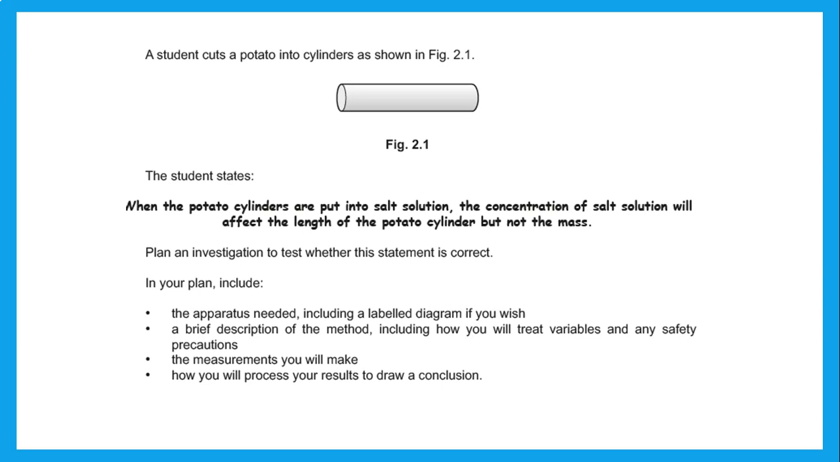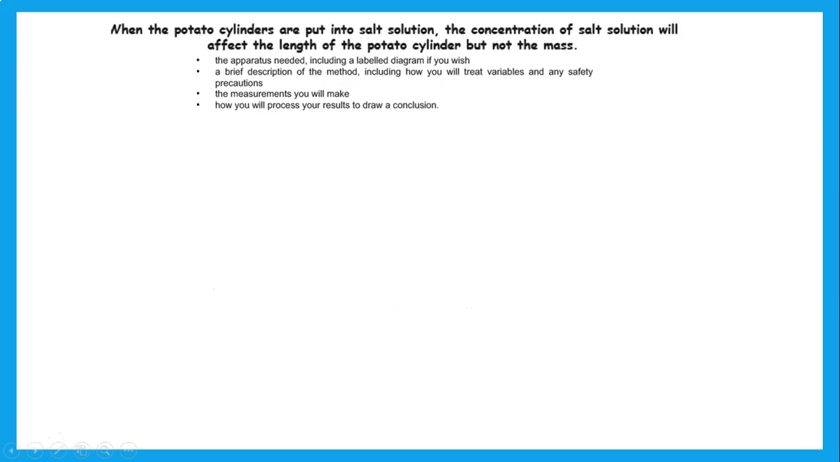So this is usually a question in paper 6 that has about 7 marks. So let us see what we should do. So this is what we're required to do. We want to prove that the concentration of the salt solution will affect the length of the potato cylinders, but not the mass. And he wants this list of things. Make sure that at the end of your description, you have included answers to all of this. So let's see. How do we do this?